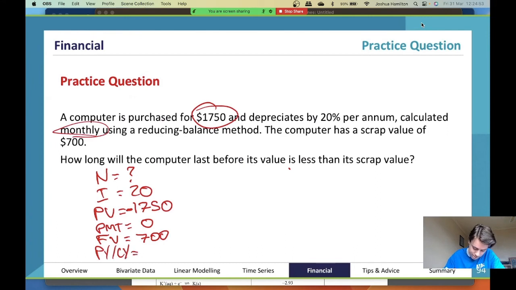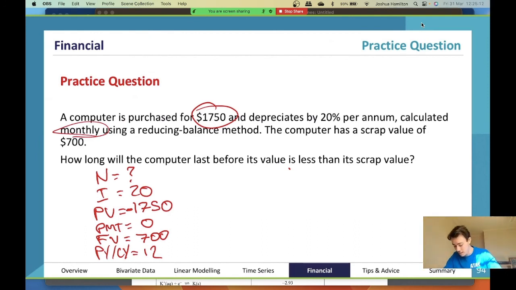And then my PY/CY, as I said, it's a bit useless. You just put it as the number of periods. So the number of periods within a year is 12 because I'm using months. If I was using quarters, I put 4. If I was doing yearly, I put 1. So that's what you put in both of those boxes. So that's my working out.